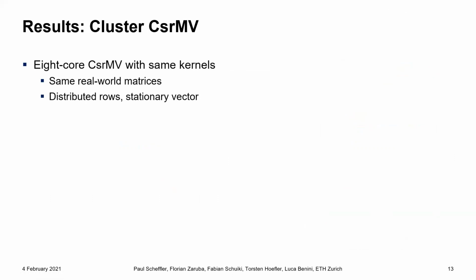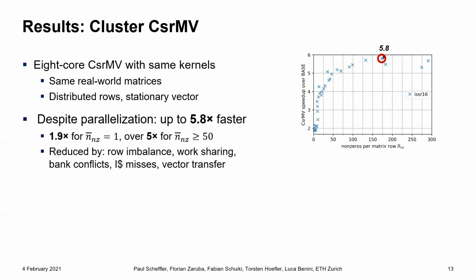We use 8 cores in our Snitch cluster. We use the same real-world matrices, and we distribute the rows among the cluster cores and keep the vector stationary in scratchpad memory. Despite parallelization overheads, we are still up to 5.8 times faster than the RISC-V baseline, with, for even one element per row, a 1.9 times speedup, and over a 5 times speedup as soon as we have more than 50 average non-zeros per row.